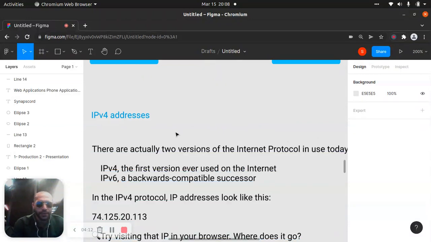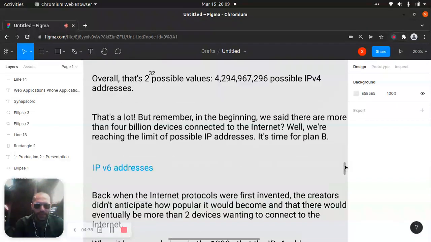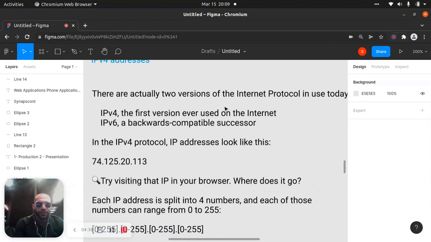Now we will look at IPv4 addresses. Generally we are using that, but alternatively we created IPv6 for more computers, for more networks. Let's come down. Look here at what we're talking about. There are actually two versions of the Internet Protocol in use today: IPv4, the first version ever used on the Internet, and IPv6, a backwards compatible successor.